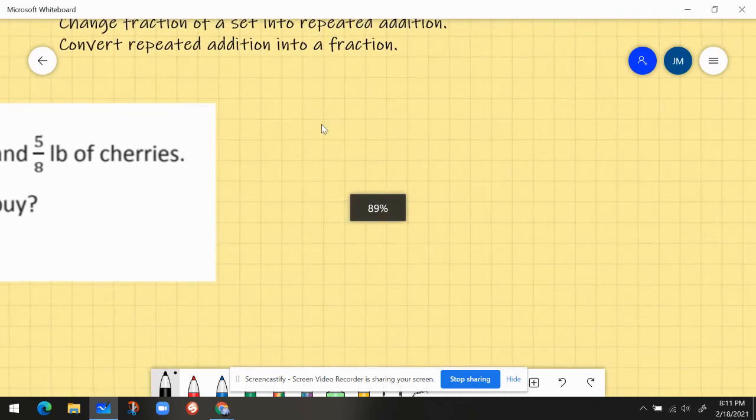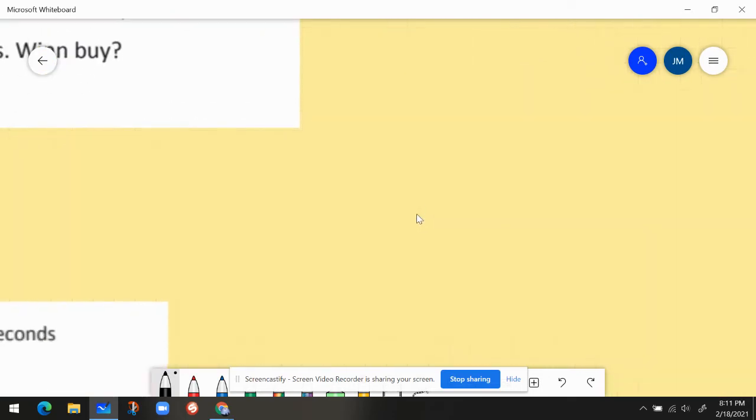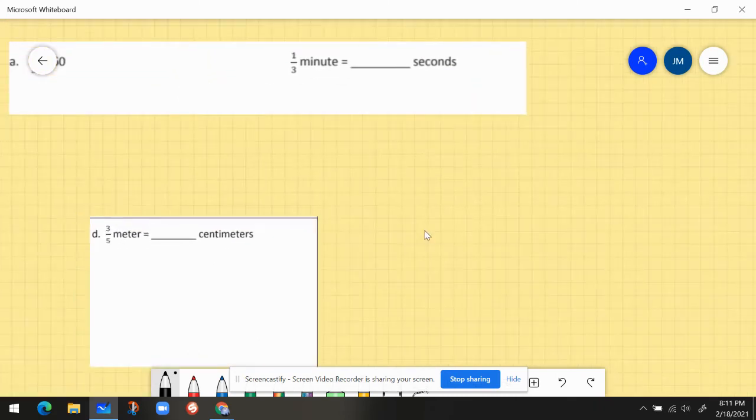Magno, and we are working on Module 4, Lesson 8: change fraction of a set into repeated addition, or convert repeated addition into a fraction. All right, let's start with the easiest one here, and let's select it. Let's start from the bottom up.